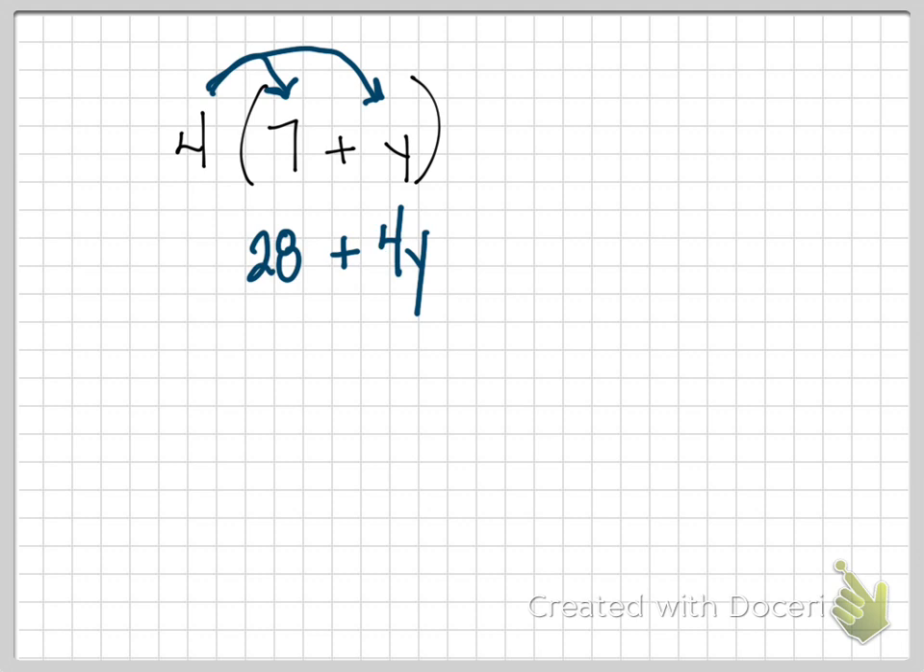So 4 times 7 is 28. We bring down the plus sign. And 4 times y is 4y. Okay? We cannot combine these. They're not like terms. So our answer is just 28 plus 4y. Leave it like that. We're done.